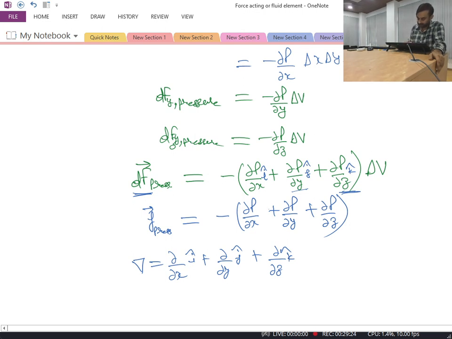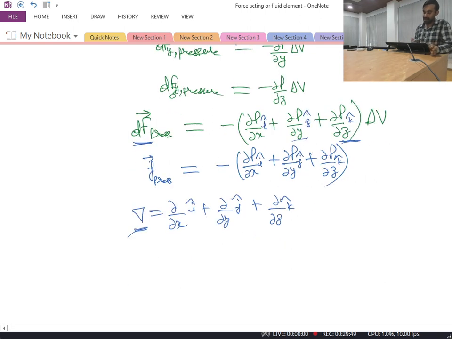Similarly, I have to put unit vectors in this equation also, which I am writing on a per unit volume basis. Here i cap, j cap, k cap are nothing but the unit normal vectors in x, y and z directions. Now, del by del x i cap plus del by del y j cap plus del by del z k cap, this is the definition of the del operator.